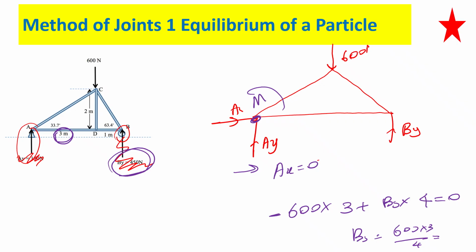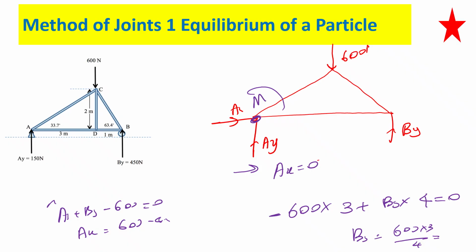And also you can find AY, considering all the forces upward. AY plus BY minus 600 should equal 0. So you can find AY, which is 600 minus 450. They have given us 150. Okay. So in a truss question, if the support reactions are not given, are you okay to find the support reactions? Okay. Now in this one, the support reactions are given, so we already found them.